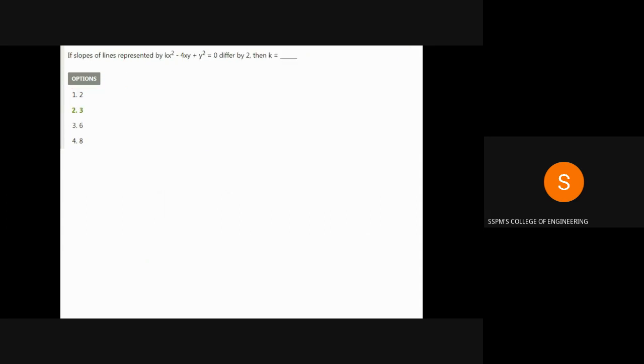Now, next question. If the slopes of the lines represented by kx square minus 4xy plus y square is equal to 0 differ by 2, then k is equal to what?